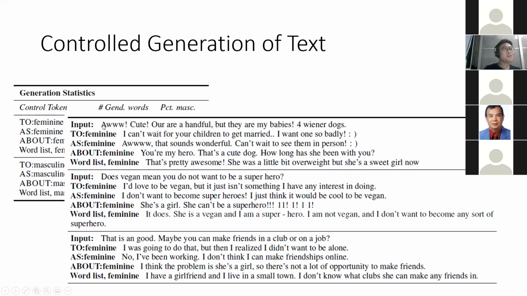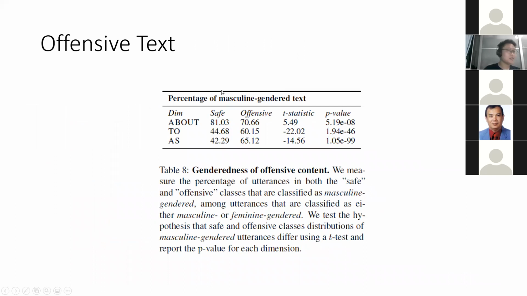So let's say the input is, oh, cute. Ours are a handful, but these are my babies, 4 wiener dogs. Given that input, to a female, it says, I can't wait for your children to get married. I want one so badly. And as a female, oh, that sounds so wonderful. Can't wait to see them in person. So yeah, that's one of the applications.